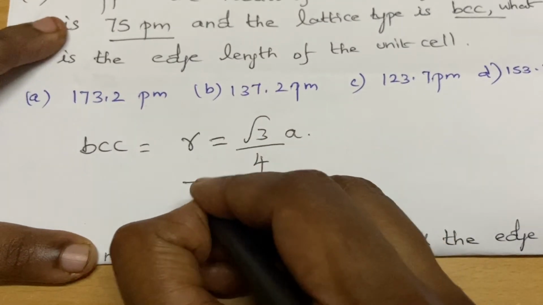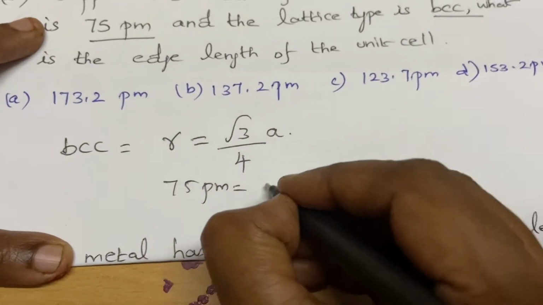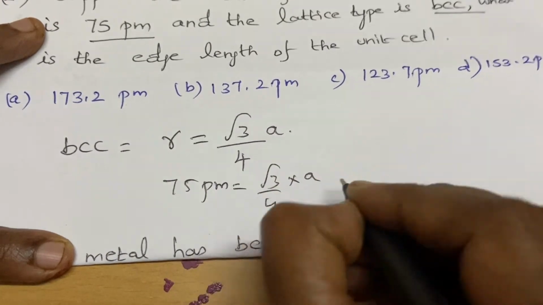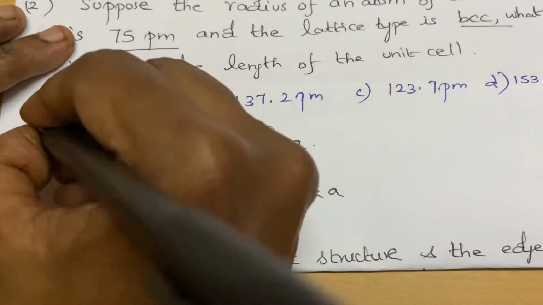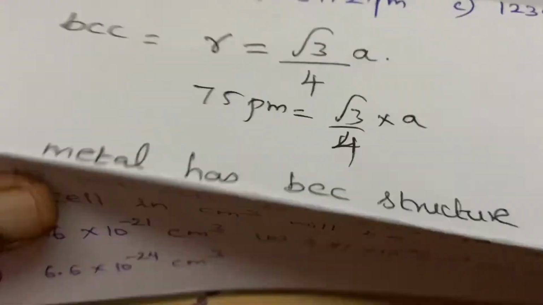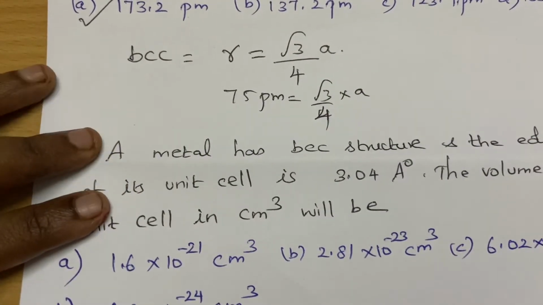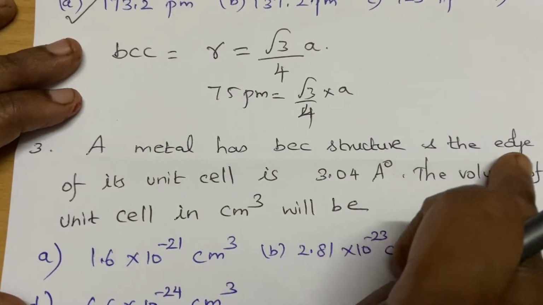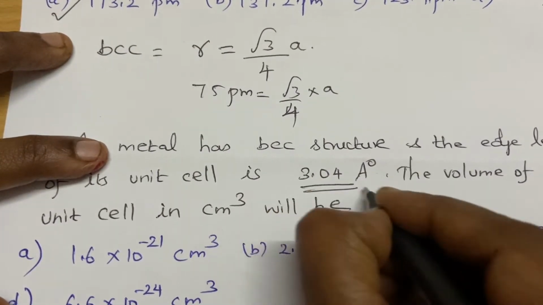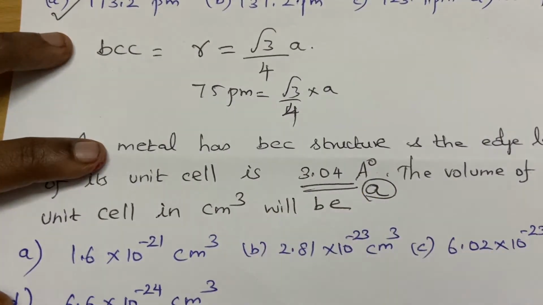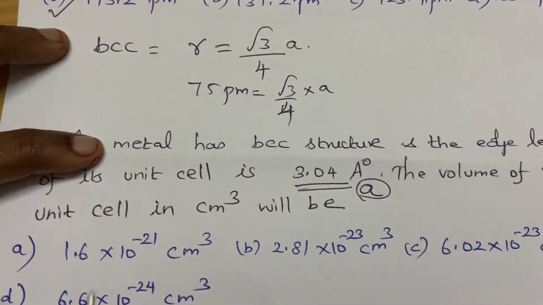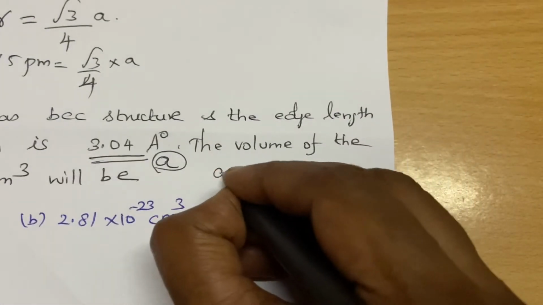So R is given, that is 75 picometer. The answer is also given in picometer, so I'm not going to change. So if you solve this, you will get 173.2 picometer. Here a metal has BCC structure and the edge length is 3.04 Angstrom. Volume of the unit cell in centimeter cube. So here the edge length is given in Angstrom.